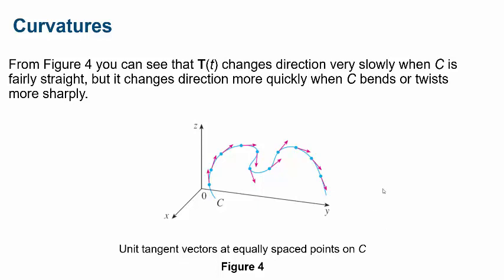If you look at this figure, from figure 4 below, you can see that the unit tangent vector T changes direction very slowly when the curve is fairly straight, like here. The unit tangent vector, in purple here, changes very slowly, but it changes more quickly as C bends or twists more sharply, like you see here, where it turns really quickly.